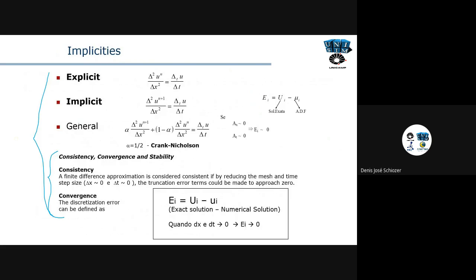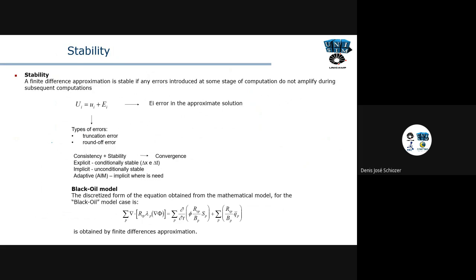I'm not talking about stability and convergence and these things, but this is very important if you are writing a reservoir simulation code. For us, it's not so important.